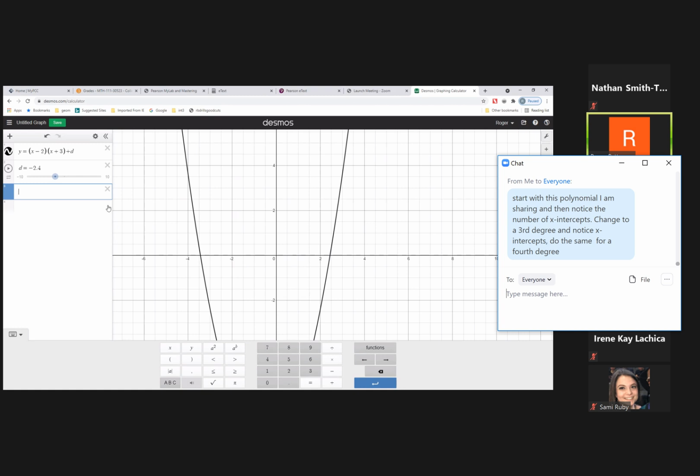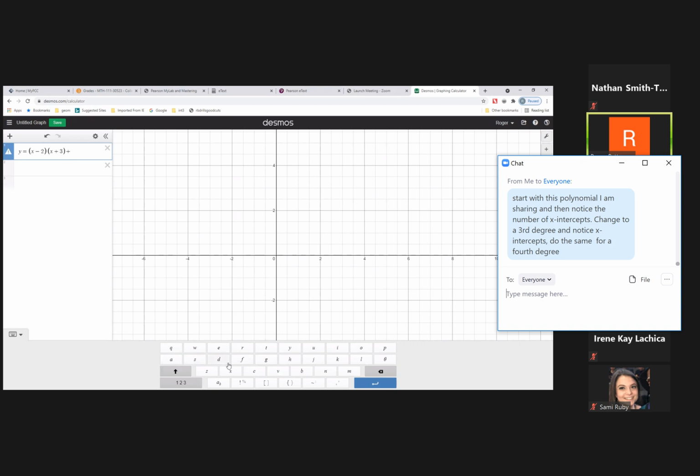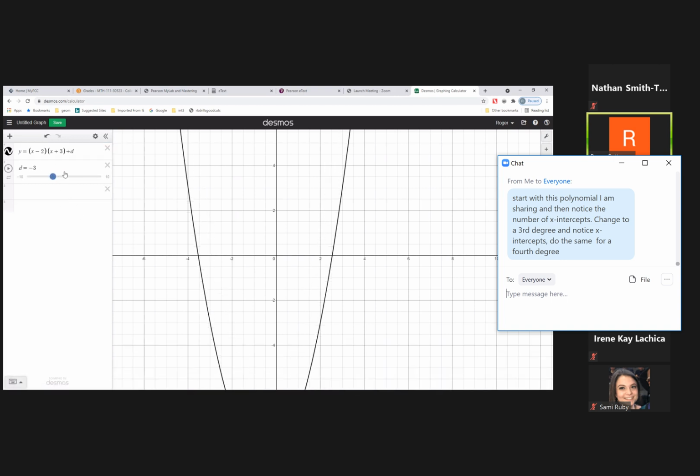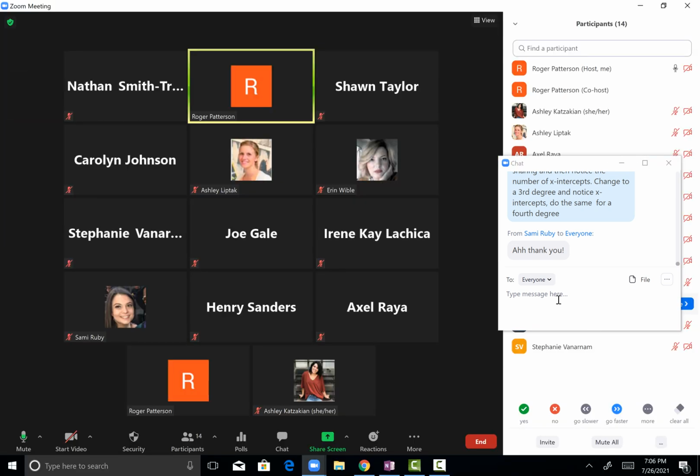And all you've got to do to add a slider is come up here. Let me delete this so I start like this. Let's go plus and then hit a letter, and I just put D. And then click on where it says add a slider, and then you'll get it. That's all we want to do. I'm not interested in what the x-intercepts are. I want to know how many there are.